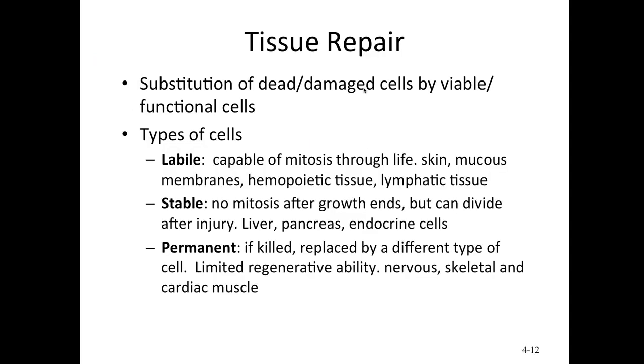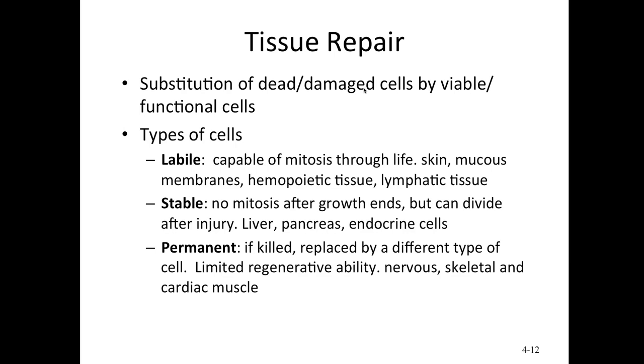So that brings us to some more discussion on tissue repair. Our job is to have a substitution of dead or damaged cells by viable or functional cells. And so we have three major types of cells within our body. We can classify them as being labile, which means that they can go through mitosis throughout your entire life. So this would be cells within your skin, mucous membranes, hemopoietic tissue, or lymphatic tissue.